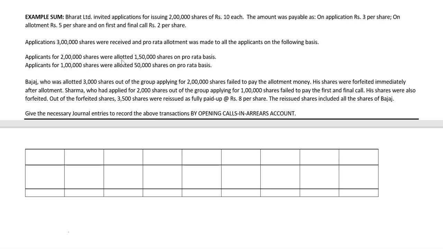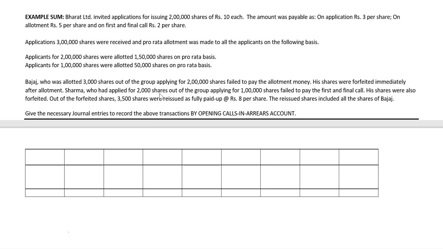Applicants for 2 lakh shares were allotted 1,50,000 shares on pro-rata basis, and applicants for 1 lakh shares were allotted 50,000 shares on pro-rata basis. Bajaj, who was allotted 3,000 shares out of the group applying for 2 lakh shares, failed to pay the allotment money. His shares were forfeited immediately after allotment.